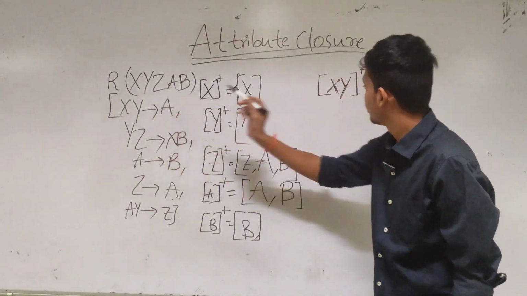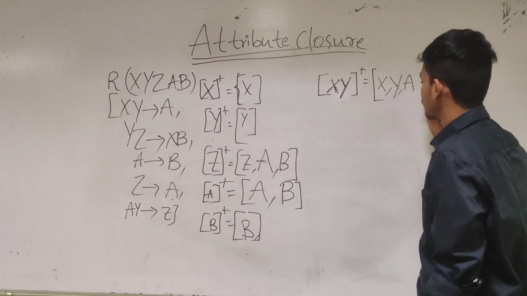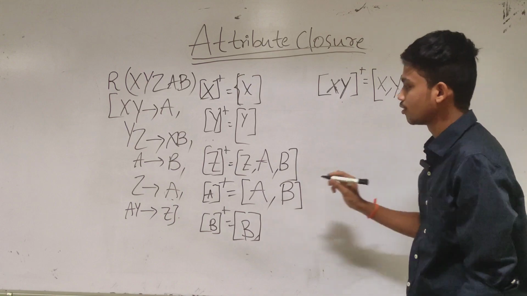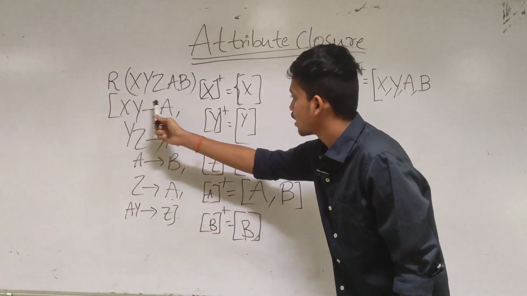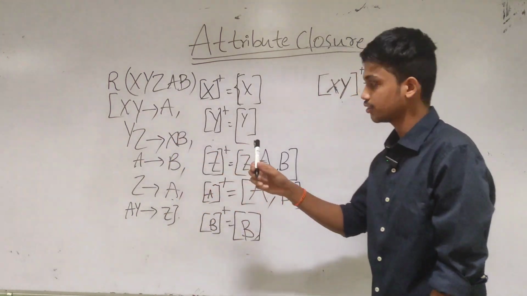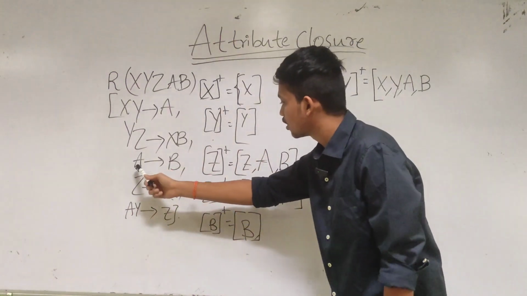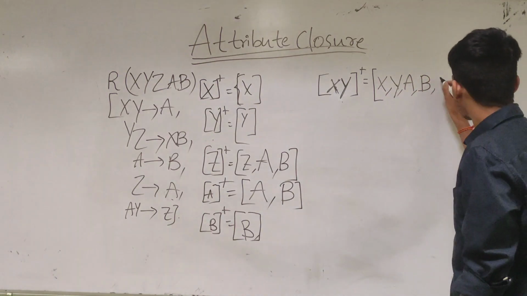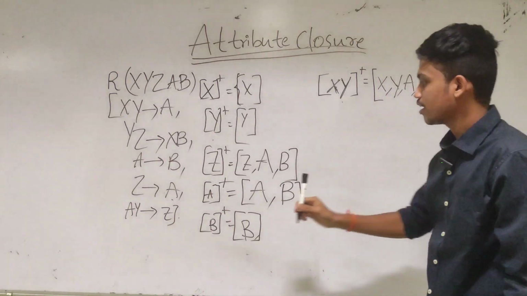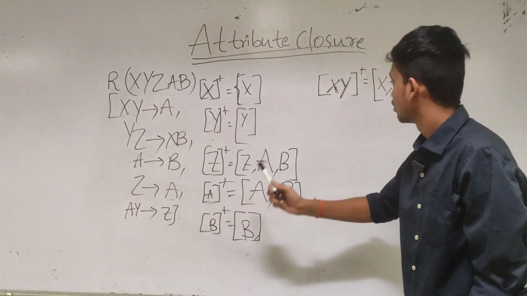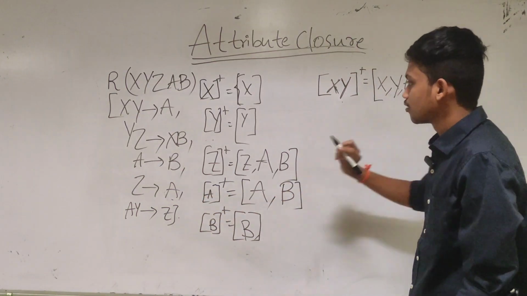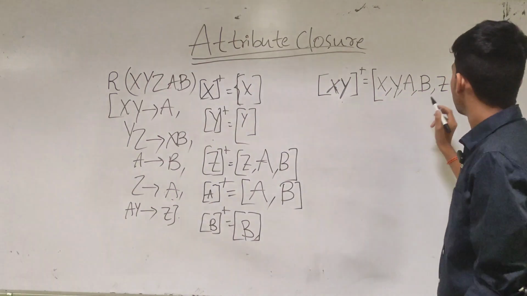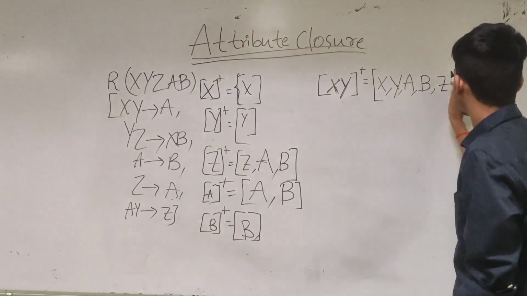Now XY will derive A, and A will derive B. Does X derive something else? No. Does Y derive something else? Nothing is there. Now if you look carefully here, AY derives Z. We have AY here, so it also can derive Z. You write Z here. From Z we can derive A. We have YZ here. With YZ we can derive XB. XB is also there here. I think we got all the attributes now.